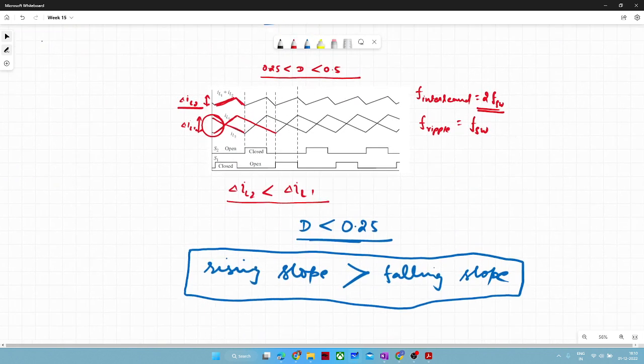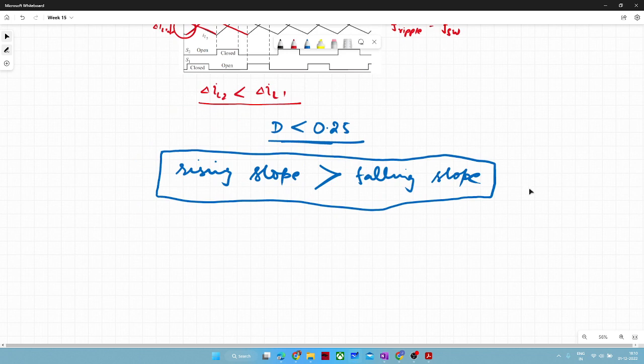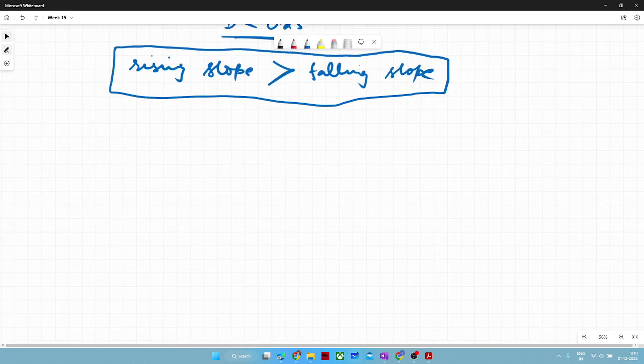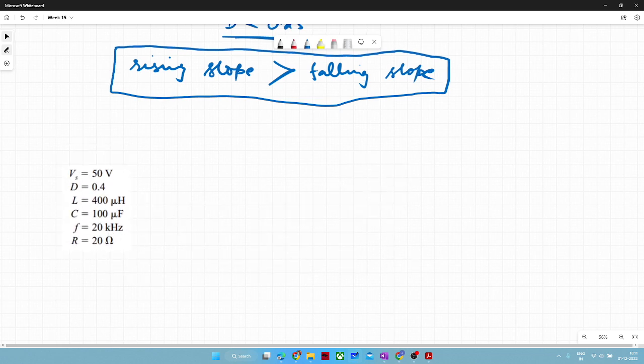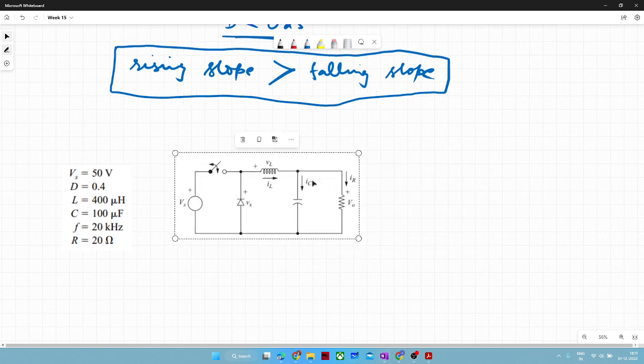Okay then, I think that is it. First, we will solve one simple problem based on a buck converter, and then we will see the same problem with the effect of discontinuity in inductor current. For the time being, these are the values of the buck converter. Let me show the image of the buck converter also. This is a typical buck converter, and these are the values here.